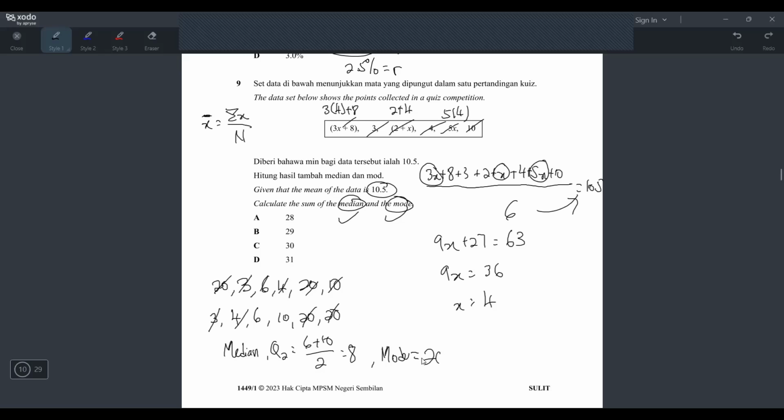20, right? So 20, because 20 is the only number that got two times. 2 times the other. So the mode is 20. So now what is the sum of median and mode? You just take 20 plus 8, and then you end up with 8.